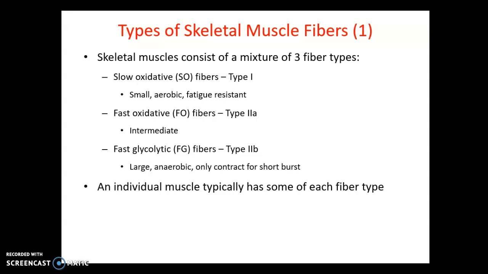The types of skeletal muscle fibers are three.